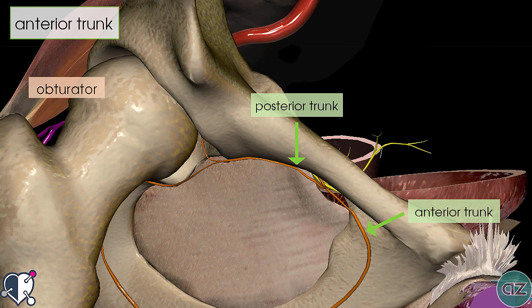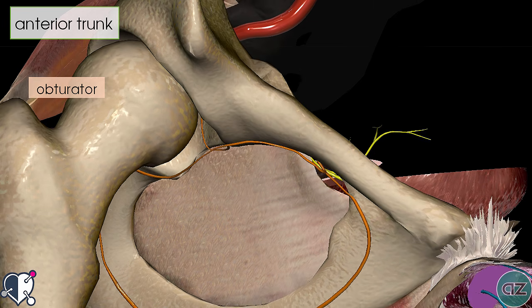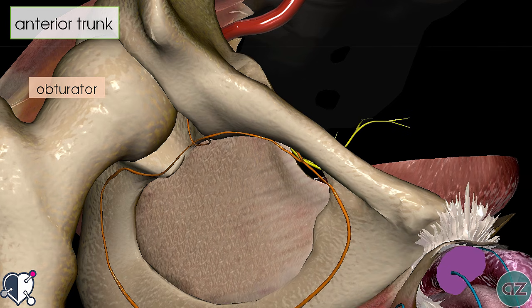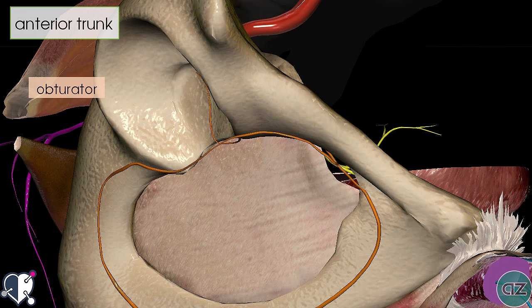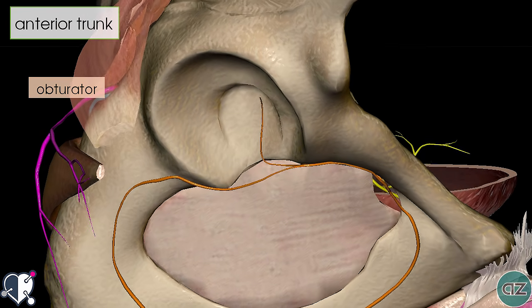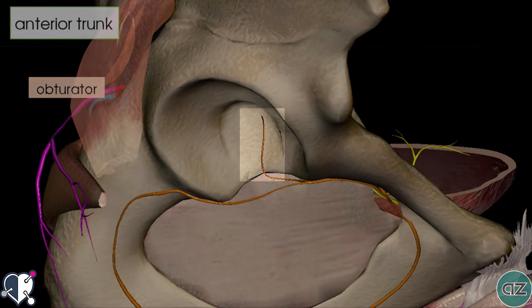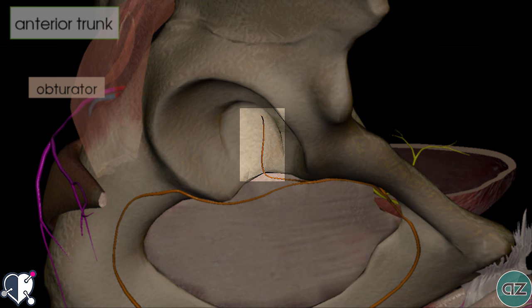And if I just rotate the model a bit more so you can see the course of this artery, you can see how it encircles the obturator foramen. Now I've just removed the femur, and what you can see is a little branch of the posterior branch of the obturator artery, which is given off and it supplies the head of the femur. So it runs into the acetabulum and supplies the head of the femur.